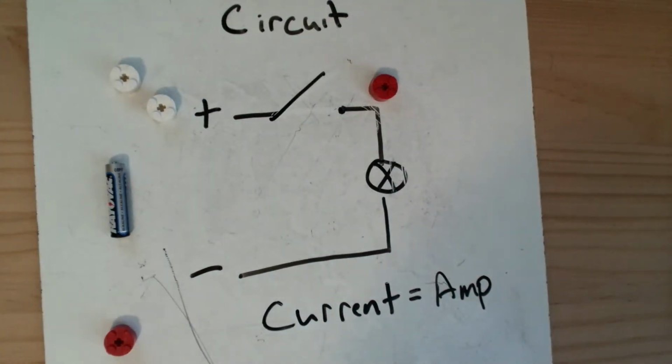My current is 0. And if my current is 0, they can't complete because they can't make it all the way around. My light bulb doesn't work anymore. Now we're going to go over a couple of different things.